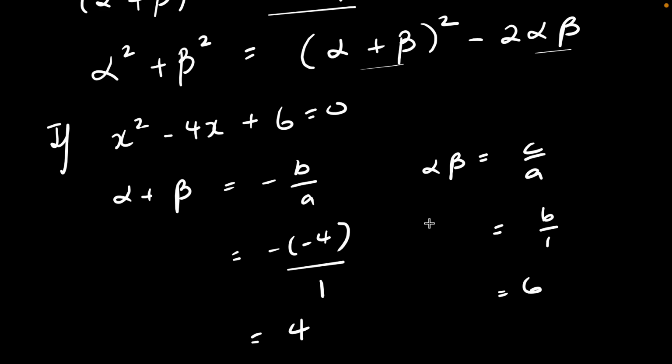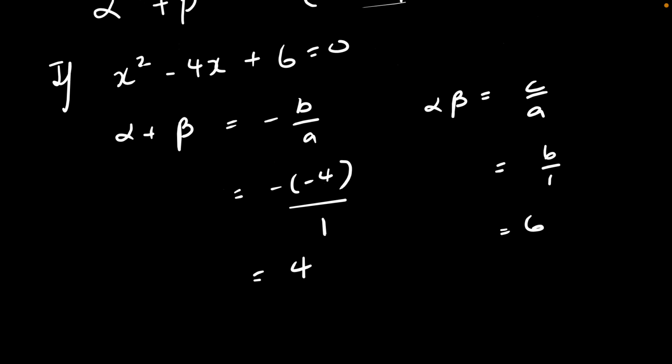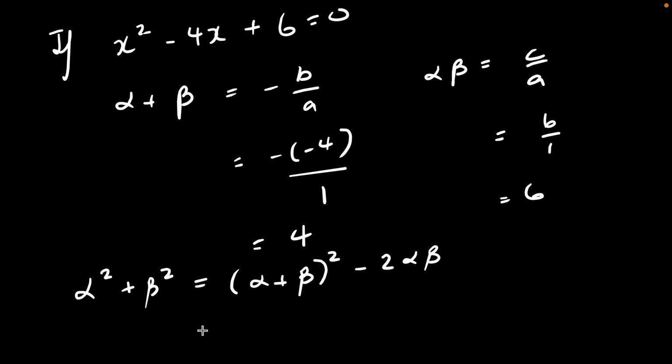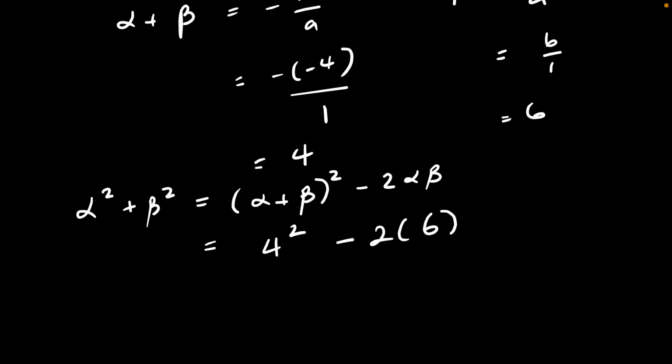It's almost done. We're going to end up with alpha squared plus beta squared being equal to alpha plus beta all squared minus 2 alpha beta. And this is going to be 4 squared minus 2 times 6. I need you to see this in full. We're almost there. 16 minus 12, or 4. All right, so this would be our answer.